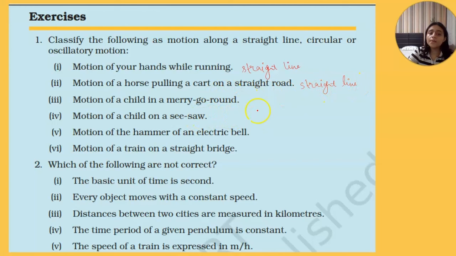Motion of a child in a merry-go-round. So you know merry-go-round is the ride which goes round and round. So it's a circular motion. Motion of a child on a seesaw, straight. It's also a ride. Motion of a hammer of an electric bell, which is going to be like a bob, pendulum. So it's an oscillatory motion.